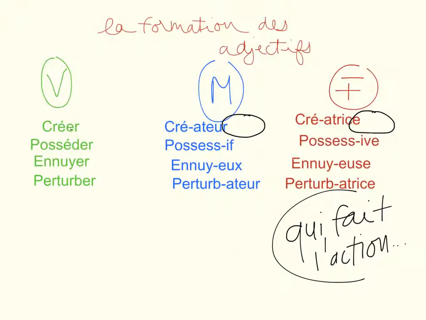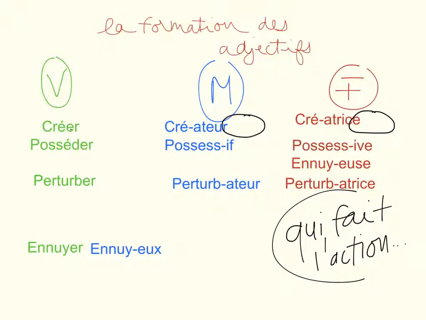With the next one, we have ennuyer, to bore, to be bored. Ennuyer gives us ennuyeux in the masculine and ennuyeuse in the feminine. Ennuyer, ennuyeux, ennuyeuse. And once again, it's the same thing. It means who does the action of. Donc, ennuyeux, ennuyeuse. Une personne ennuyeuse, a boring person, is someone qui fait l'action d'ennuyer.